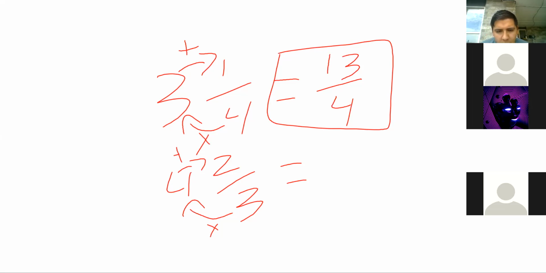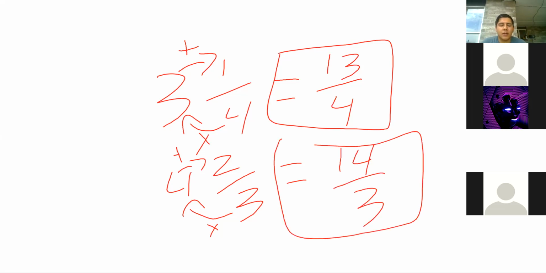14/3. 4 times 3 gives us 12. And 12 plus 2 gives us 14. So 14/3. Job. So we're going to practice writing fractions and turning them into improper fractions. But then we're also going to practice doing it the other way around.